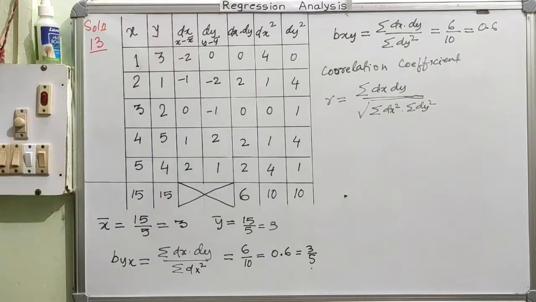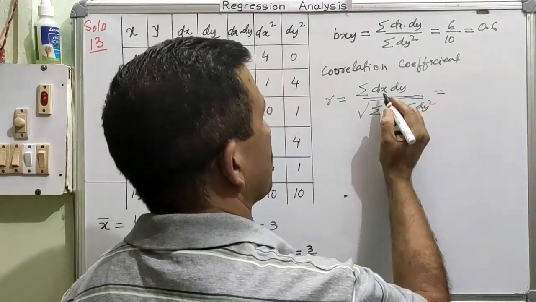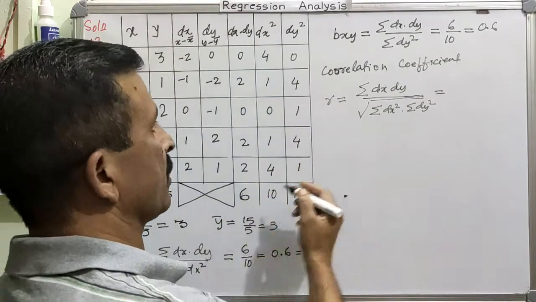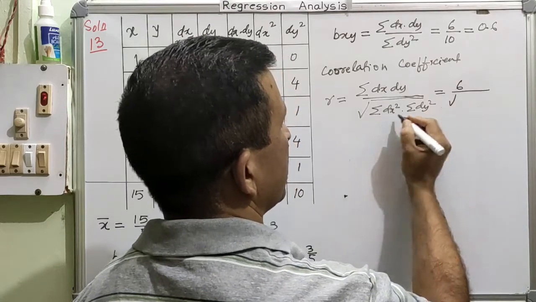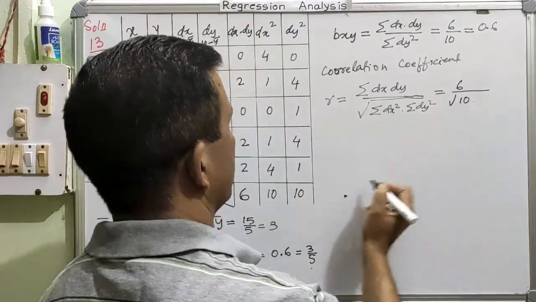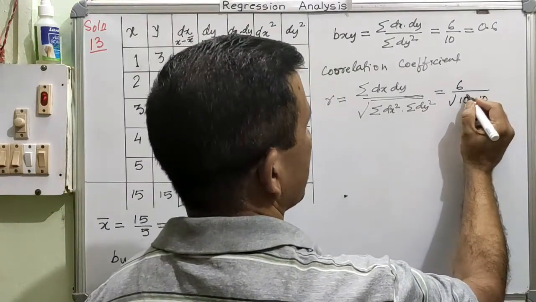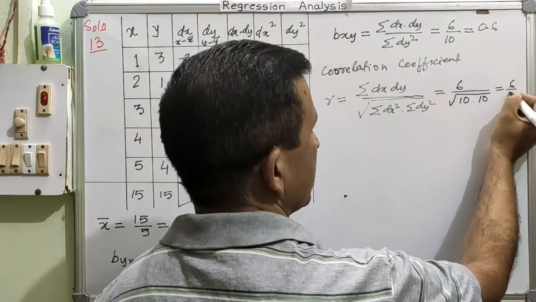Am I clear? The color is becoming lighter, so I will use another marker pen. Okay, so now the sum of the product of dx and dy we calculated was equal to 6, divided by the root over the summation of dx square, which is 10, into the sum of dy square, which is also 10, right? This becomes 100, and the square root of 100 is 10 only. So the answer is 6/10.